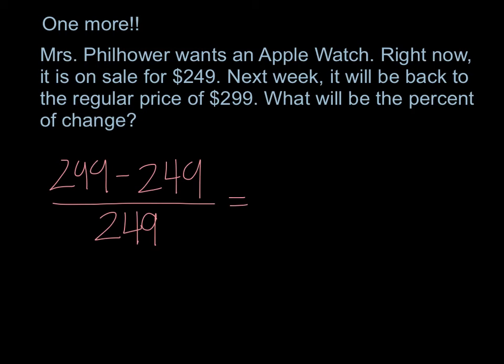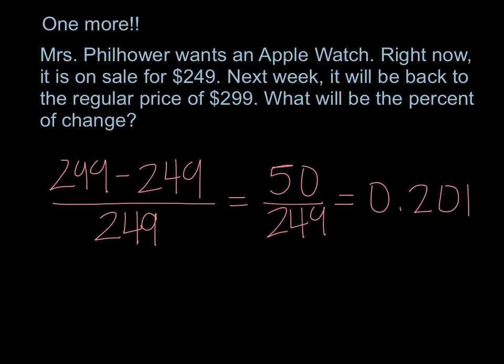Okay, that's a difference of $50 out of $249. So 50 divided by 249, I got 0.201 if I round it. And then moving that decimal twice to the right, it would be 20.1%. This time it's an increase.